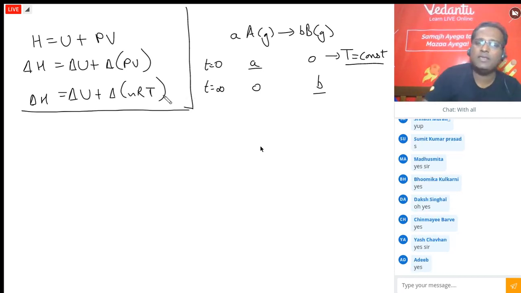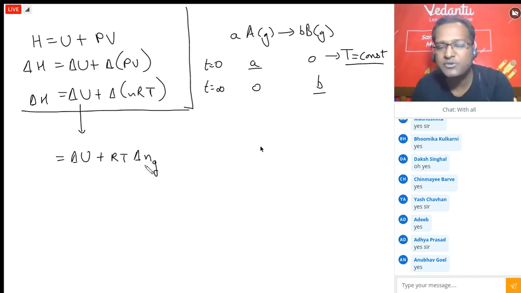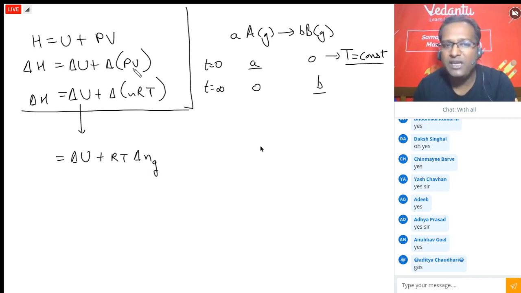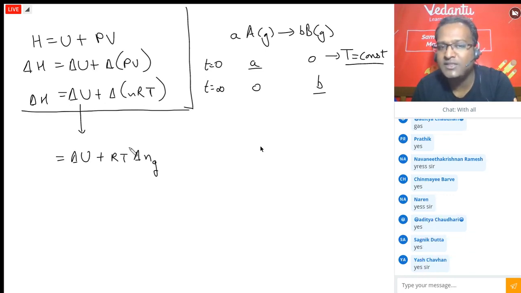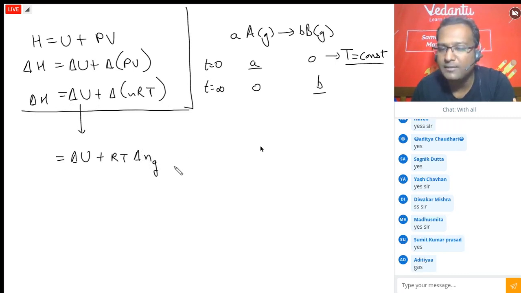Now, pay attention to the point I'm trying to make, that this can be written as RT into delta n. Now I'm writing a subscript g here. Why am I writing a subscript g? Because PV got converted into nRT only when you are applying this equation for ideal gases, isn't it? PV gets converted into nRT only when you are applying this equation on ideal gas systems. And hence the change in number of moles should be considered of gas only.